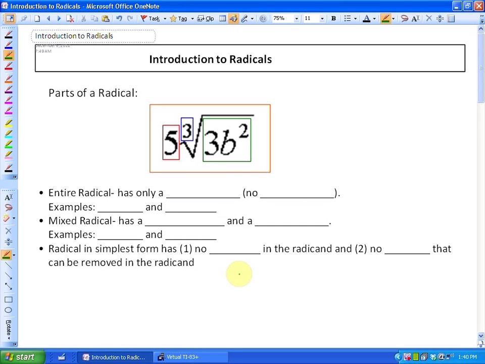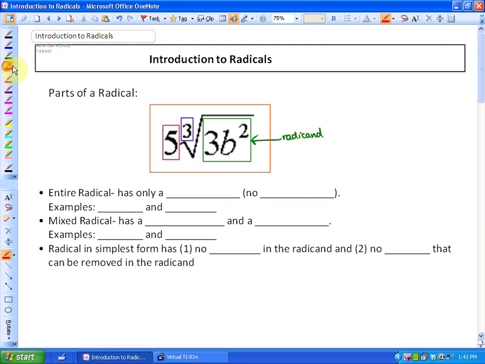Okay, in this chapter what we're going to be looking at is radicals, and right now an introduction to radicals. The parts of a radical: a radical sign is basically what we're typically used to seeing as the square root. This is called a radical sign. What's underneath the radical sign, or inside the radical, is called the radicand.